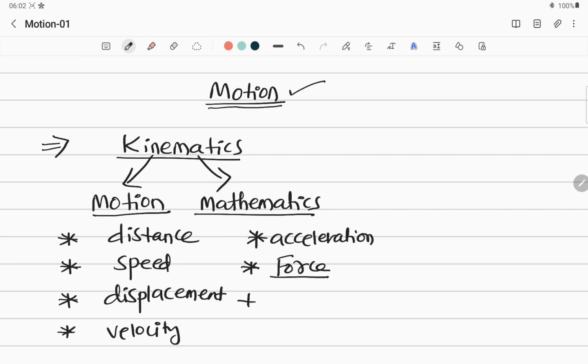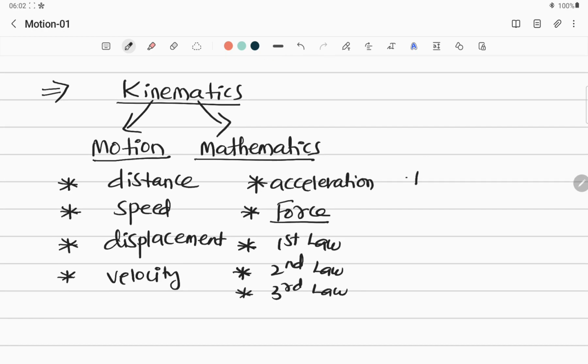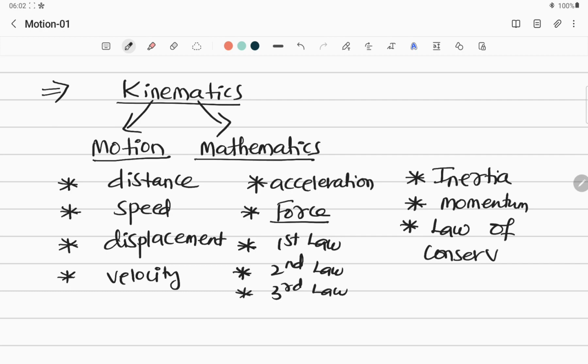That's a different issue. Then Newton's first law, then Newton's second law of motion. Then we'll study Newton's third law of motion. Then we'll talk about so many things like inertia, and the word called momentum. Then the law of conservation of momentum. I don't want to confuse you at the initial stage. These are the things which we are going to study.